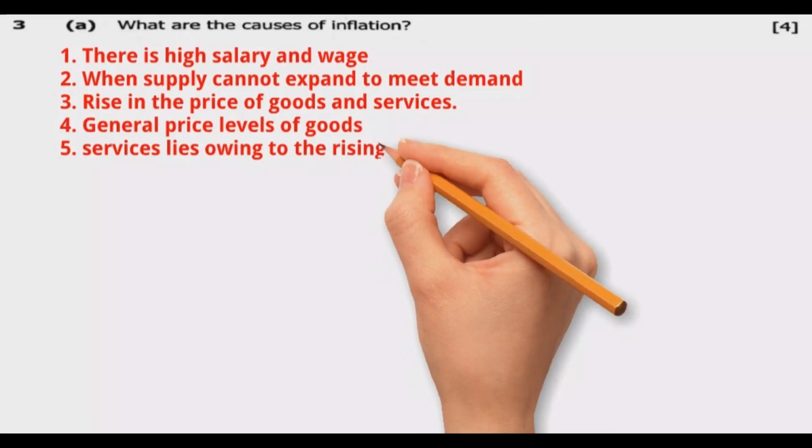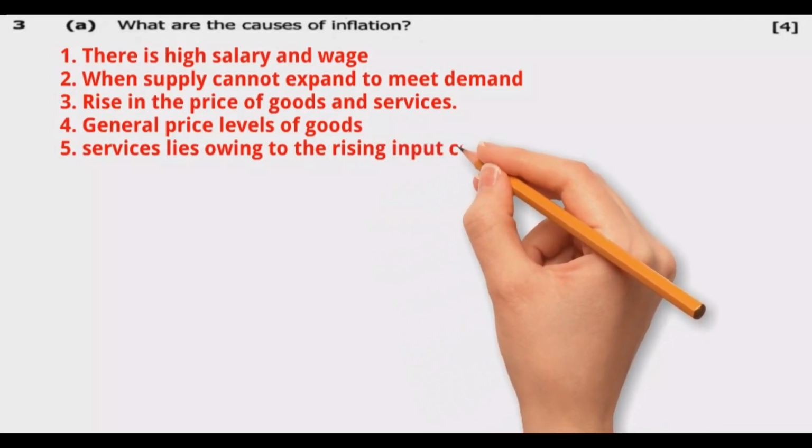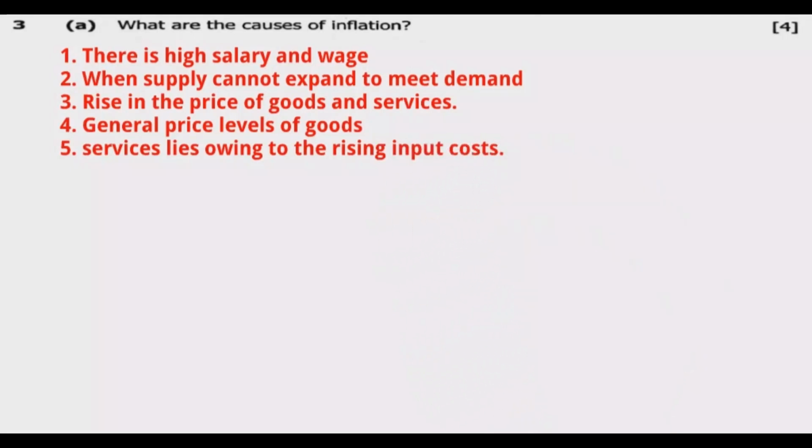The other one is services rise owing to the rise in input costs. Okay, so the services have risen, and it's because the input cost has also risen. For instance, someone is making fritters, then the price of flour and cooking oil goes up. That means even the price of one fritter will be high. Or he or she will reduce the size of the fritter. That is indirectly raising the price of a fritter.